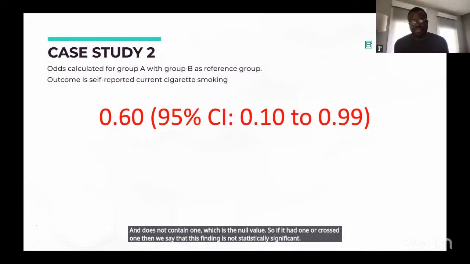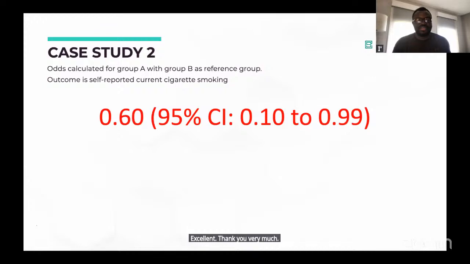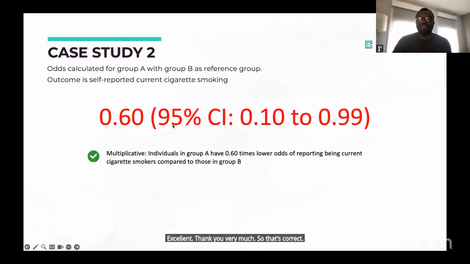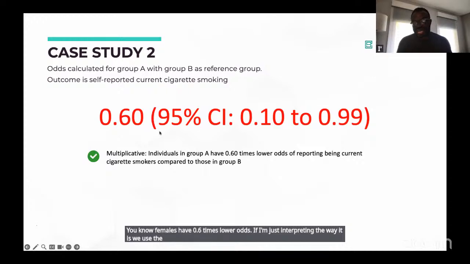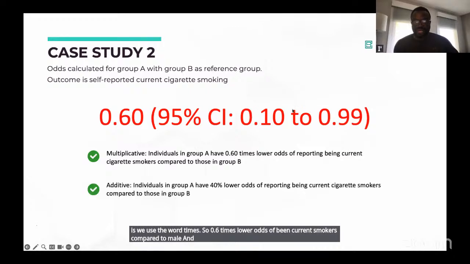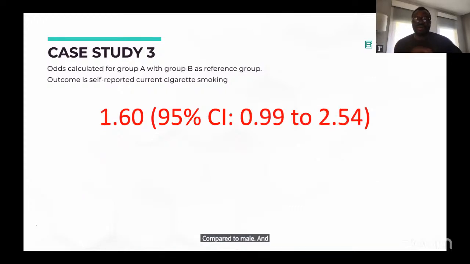Excellent. Thank you very much. So that's correct. So we can say females have 0.6 times lower odds. If we're just interpreting the way it is, we use the word times. So 0.6 times lower odds of being current smokers compared to male, and the result is significant. Or we can say that females have 40% lower odds of being current smokers compared to male, and again, the result is significant. All right, who wants to take a stab at this?